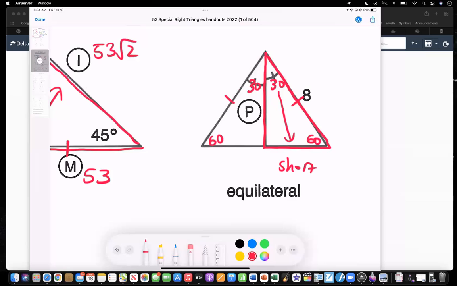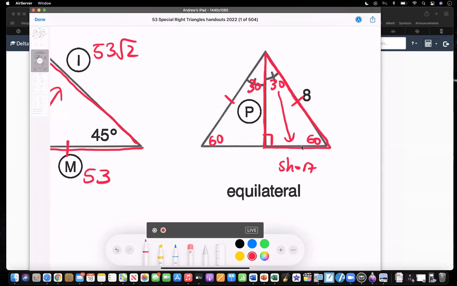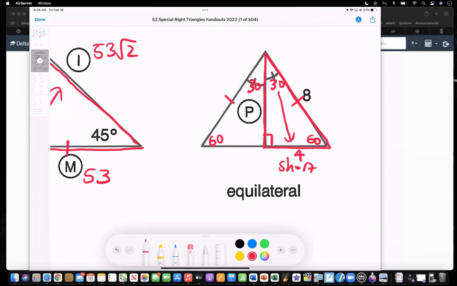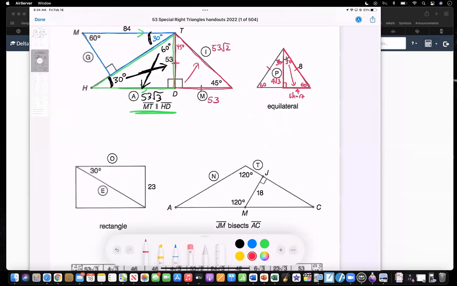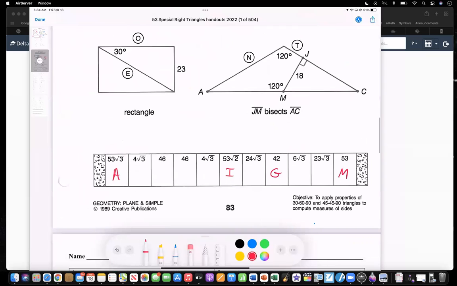Okay, so notice we're given the hypotenuse, right? So we're given the side across from the right angle. So remember, short leg to hypotenuse is always double, right? So this is 8, this would be 4. Okay, and then short leg to long leg is the radical 3, right? So this would be 4 radical 3. Okay, so wherever we see a 4 radical 3, we're going to put a P. So I think there's a P here and a P here.